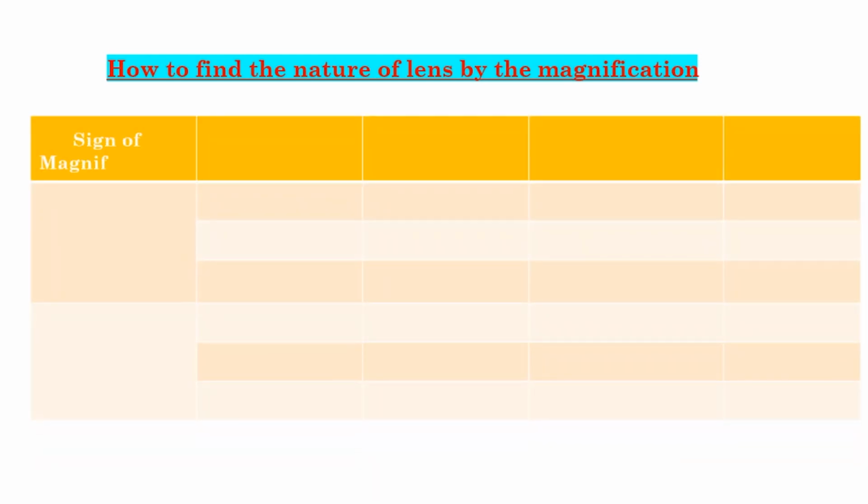Okay, so before going to the numericals, you have to keep some points in your mind, that is the sign of magnification value. By the sign of magnification, we can find the nature of the lens. From magnification we can find the size of the image, the nature of the image, and also the nature of the lens. Size of the image we can calculate by magnification, nature of the image by magnification, and nature of the lens also by magnification.